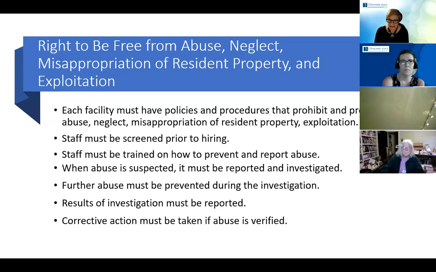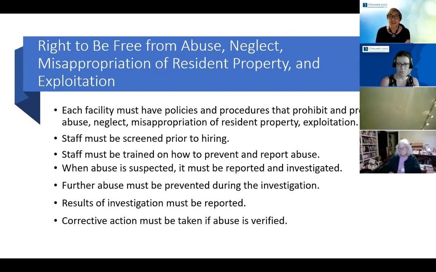So one thing I want to say about resident property and the misappropriation is that facilities cannot require a resident or their representative to sign a waiver that says the facility is not responsible for lost property. We have seen that a lot, certainly in the past. This regulation went into effect in 2016. And the idea is that facilities cannot escape their responsibility for overseeing and caring for a resident's property. So they can't just say, we don't have any responsibility.